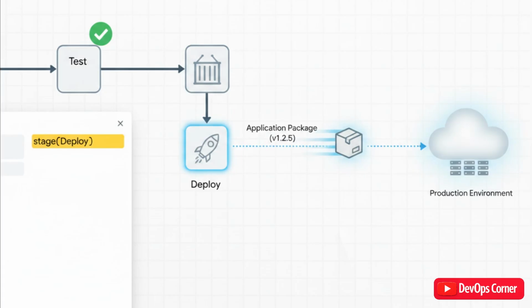And finally, if and only if all the previous stages have passed with flying colors, we reach the deploy stage. Now in this example, we're just using a simple echo command to simulate a deployment. But in a real-world pipeline, this steps block would contain the scripts to maybe copy files to a web server, or build a Docker image and push it to a registry, or maybe apply new configurations to a Kubernetes cluster. This is that final step that delivers our validated, tested code to our users.